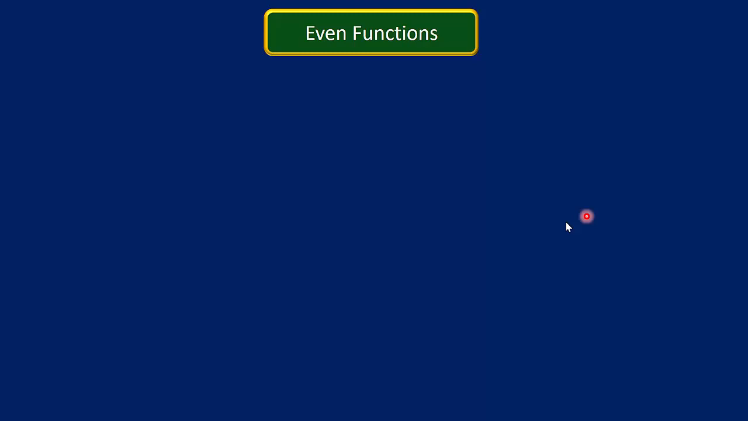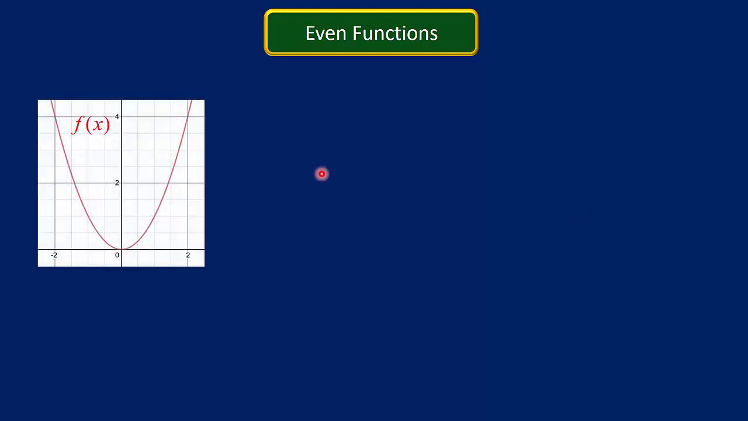One of the things we do when we study functions is we tend to group them, just like when we study numbers in general. We'll group numbers into even numbers, odd numbers, prime numbers, that sort of thing. We do functions like that too. So let's look and see what it means for a function to be even. And I'll show you the graph of an even function here, first of all.